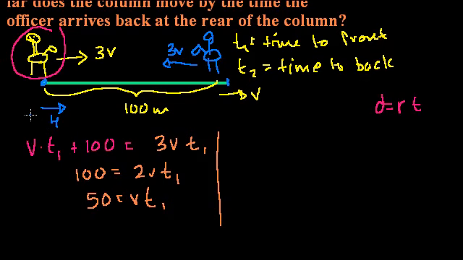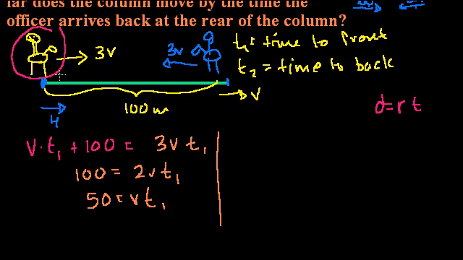So if you think about it, the back of the column is going to be approaching the rider with the velocity of 4v. When you have two velocities moving in opposite directions, right? If I move in this direction at 60 miles per hour, and you're moving in that direction at 60 miles per hour, relative to me, if I assume that I'm stationary, you would look like you're coming at me at 120 miles per hour. So that same idea, this officer is going to be approaching the back of the column with a velocity of 4v.